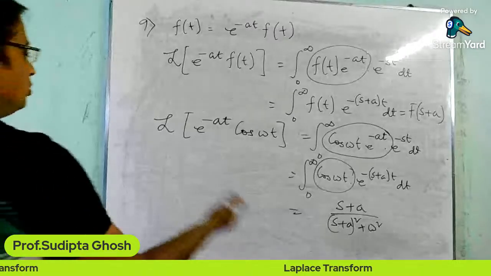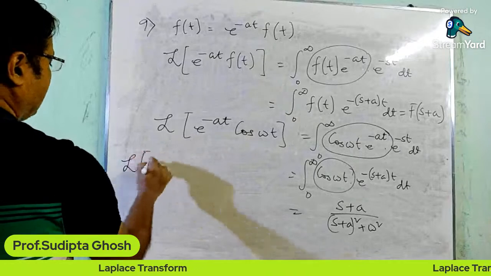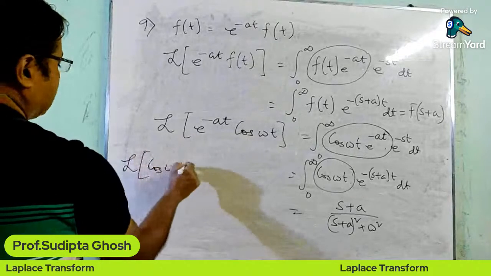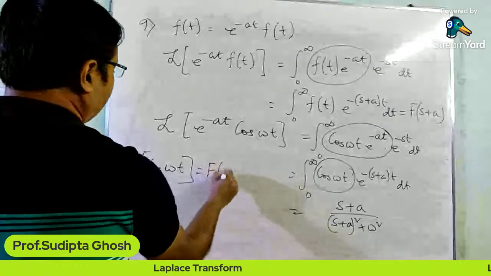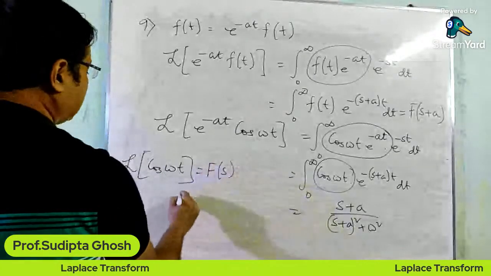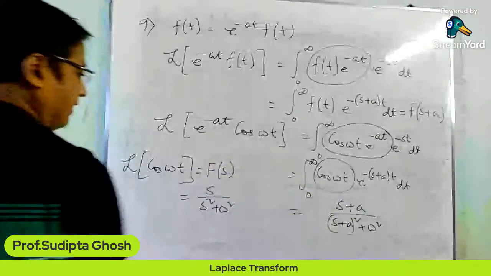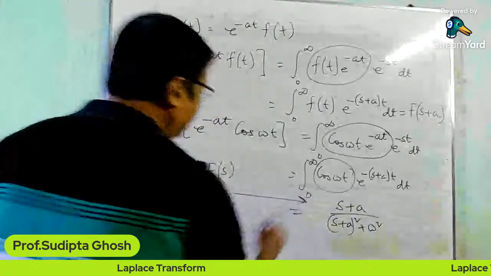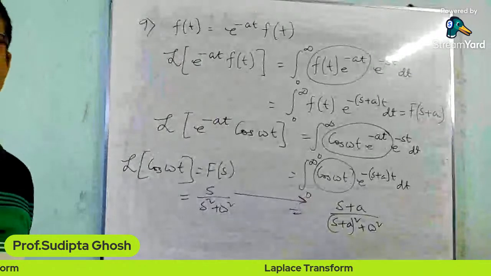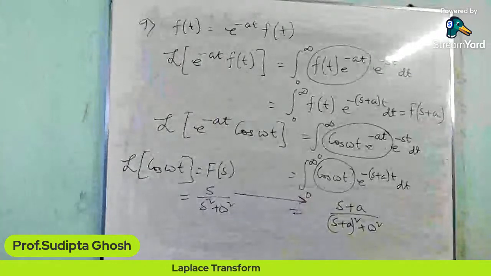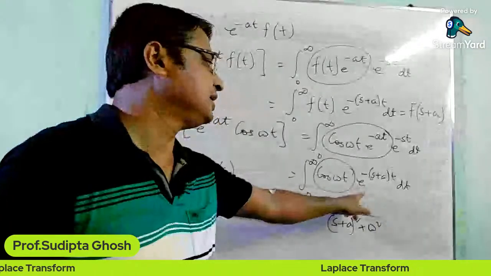Why? The Laplace transform of cos omega t, which we have just done, is capital F of s, which equals s by s square plus omega square. So we have substituted the value of s as s plus a, because this is e to the power minus of s plus a t dt.